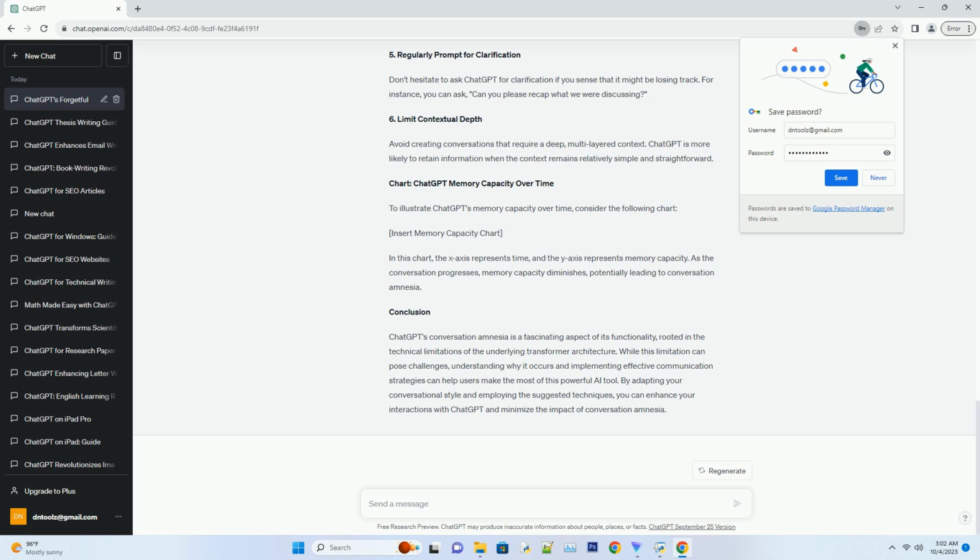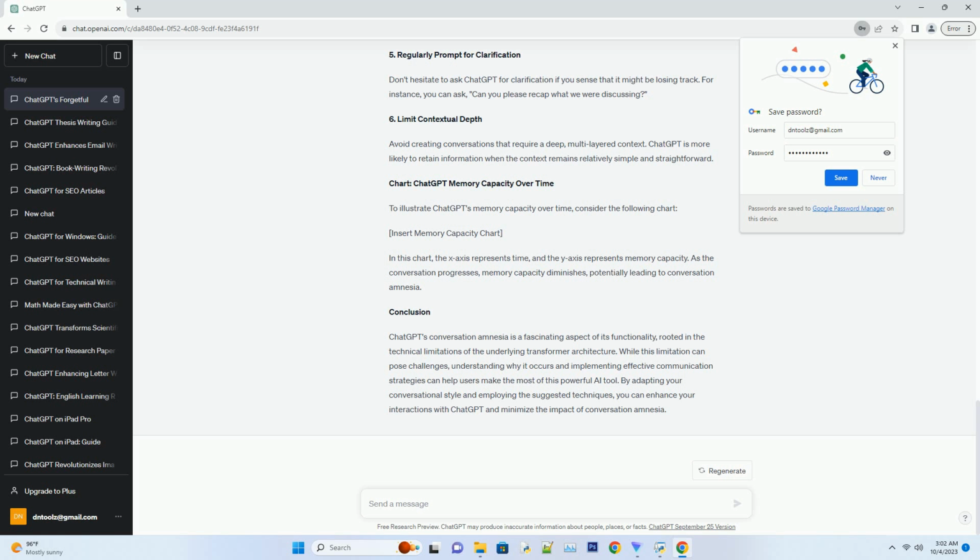at a time. When a conversation extends beyond this working memory capacity, earlier parts of the conversation may be pushed out of focus. This can result in ChatGPT losing track of what was said earlier in the discussion, leading to contextually inappropriate or seemingly forgetful responses.